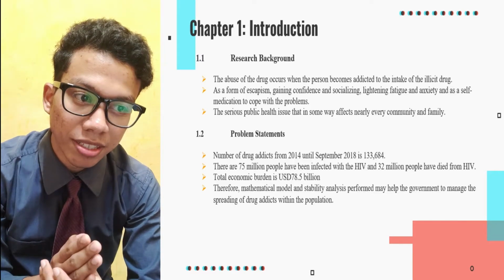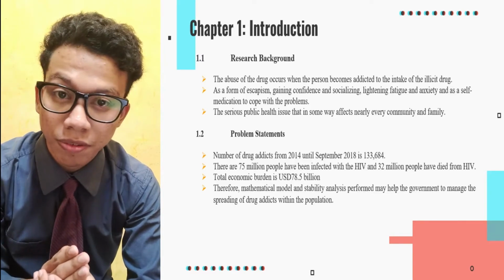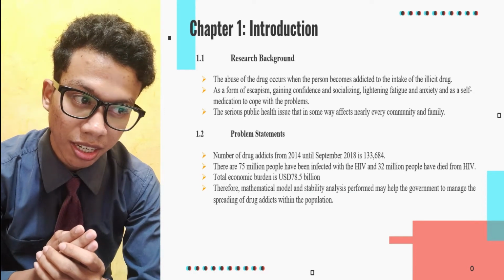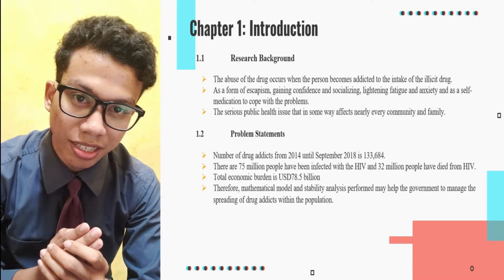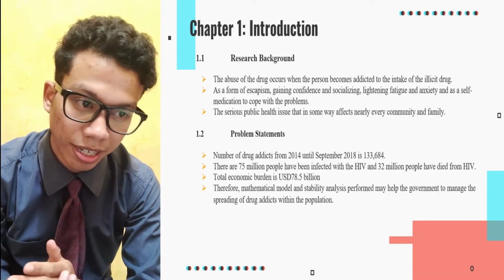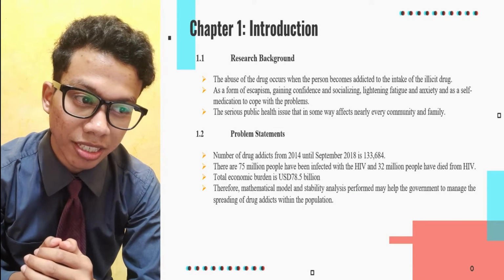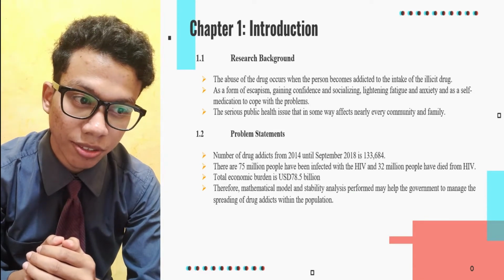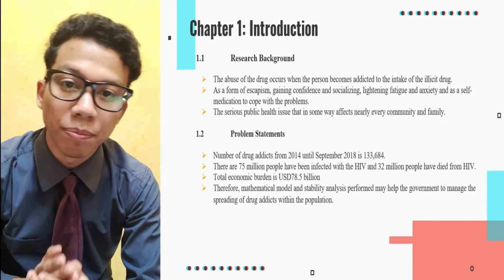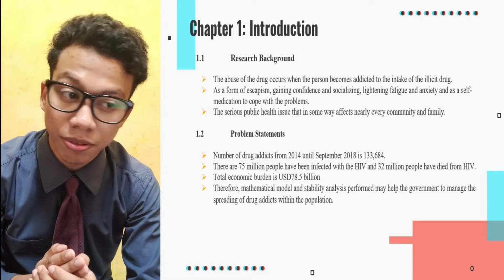The problem statement is that the number of drug addicts from 2014 until September 2018 is 133,684. There are 75 million people who have been infected with HIV and 30 million of them have died. The total economic burden is 78.5 billion US dollars. Therefore, the mathematical model and stability analysis performed may help the government to manage the spreading of drug addicts within the population.